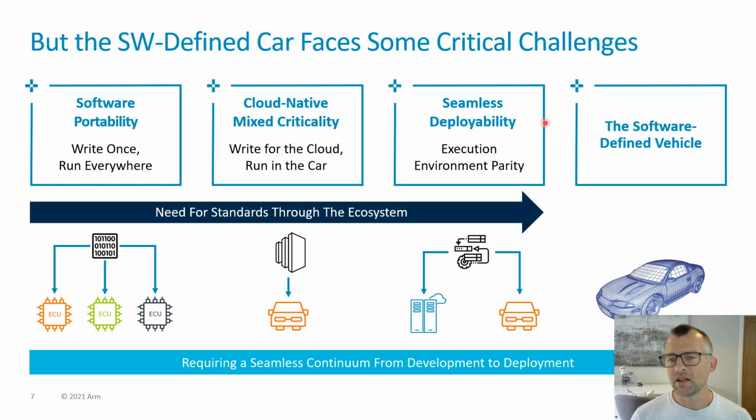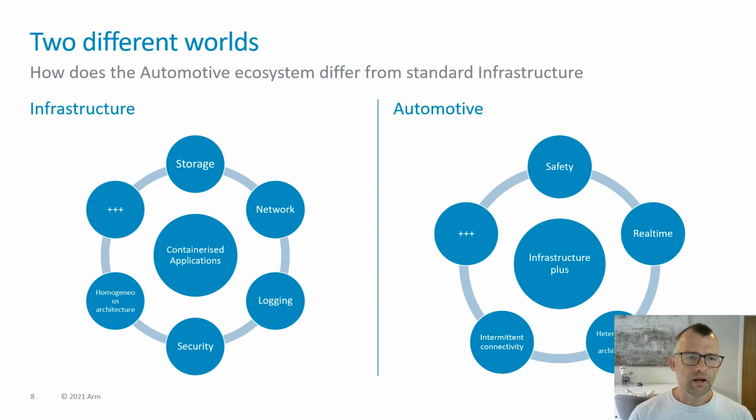And the seamless deployability talks about how we need to have that execution environment parity. And this means that if I'm deploying to the car or into the cloud for testing and validation, we need to be able to make sure that that same binary blob of workload is able to function in the same way across both of those environments, so that it can be tested in the cloud and deployed to the edge node. If we bring all of these things into the cloud native space, this is how we envisage the move towards the software-defined vehicle.